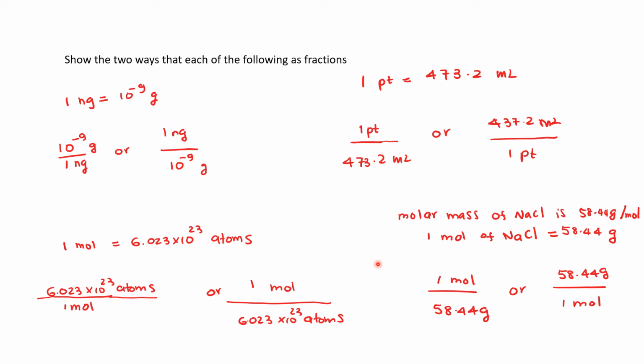Fourth example. The molar mass of sodium chloride is 58.44 grams per mole. You need to pay attention to the unit. This says grams per mole. That means 1 mole of sodium chloride weighs this many grams. So we can write down the two fractions as moles over grams or grams over moles.